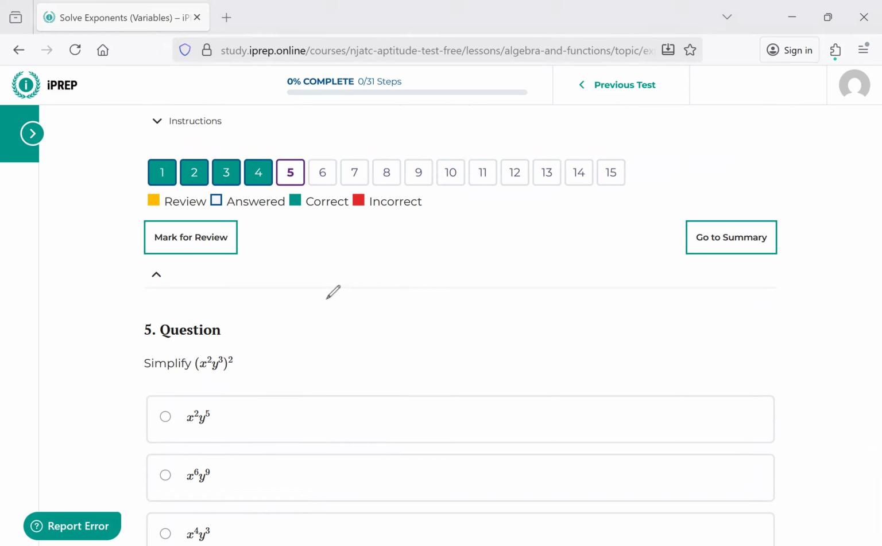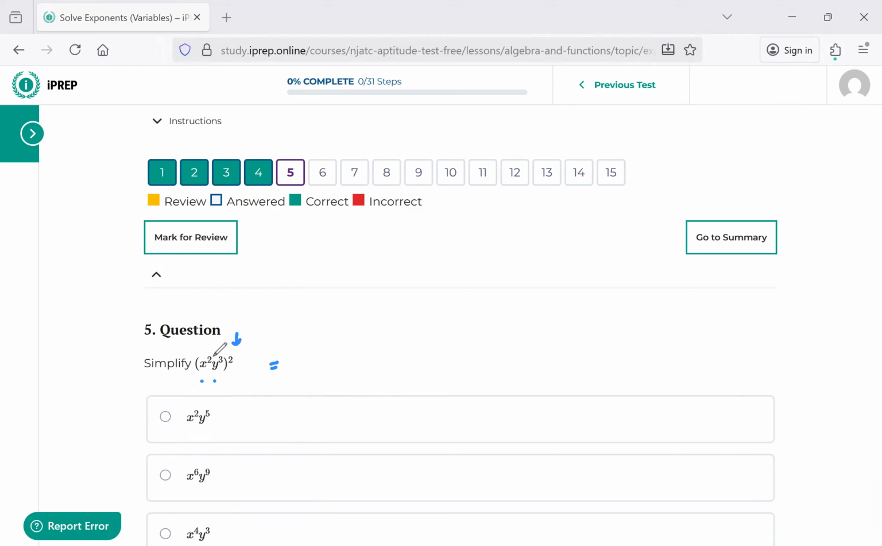Okay, let's move on to this one. Question 5 says simplify this. We have x squared times y cubed, all raised to the second power. So what I always tell my students is when you have different letters and more than one term in the parentheses, always check if you can simplify the inner parentheses before you raise it to the power 2. So in the inner parentheses, we have x squared and y cubed. Can we simplify them? No, because they're different letters. If this was both y's or both x's, then yes, simplify that before you raise to the second power. Because they're different letters, we can't.